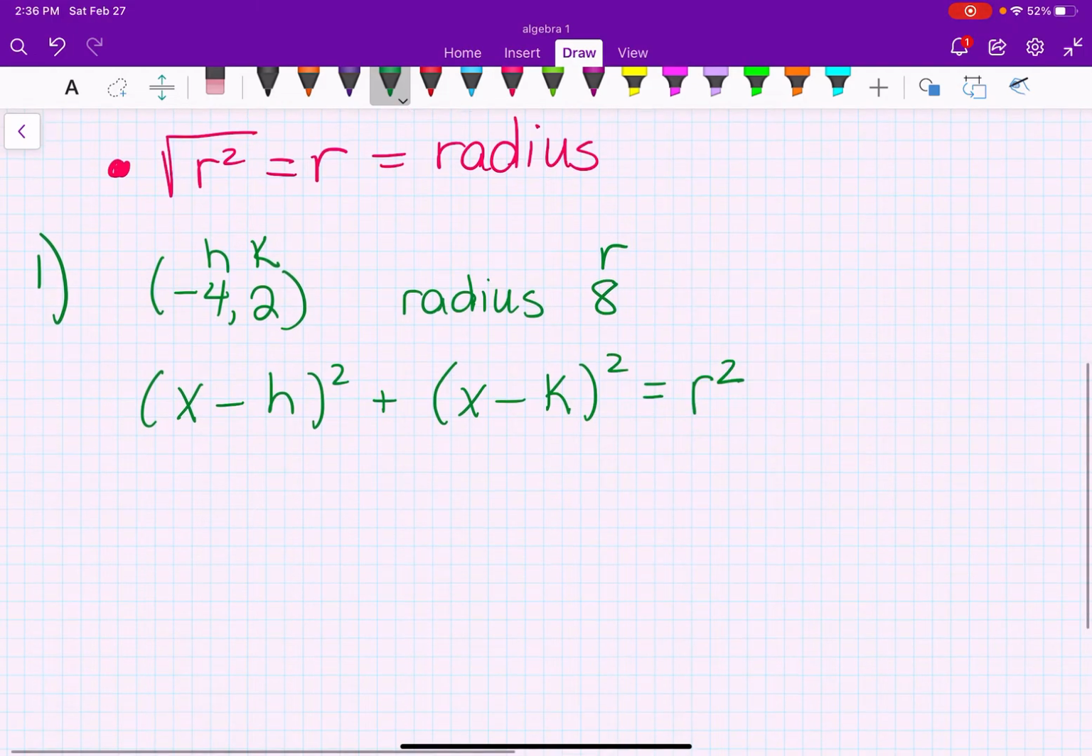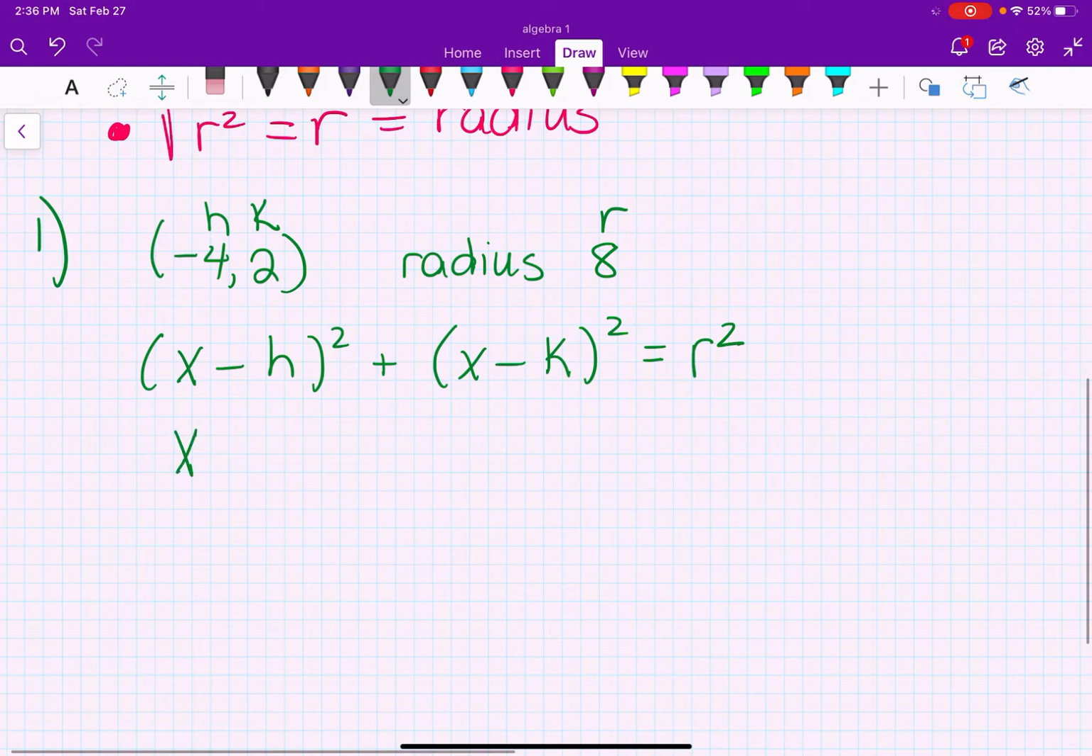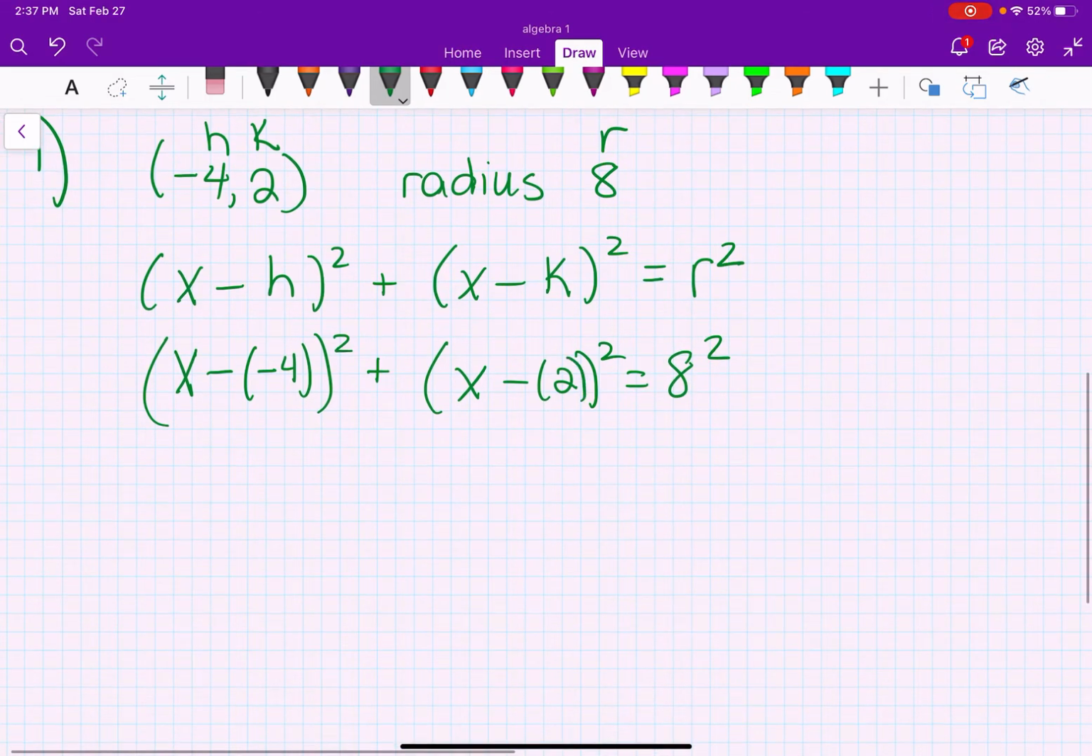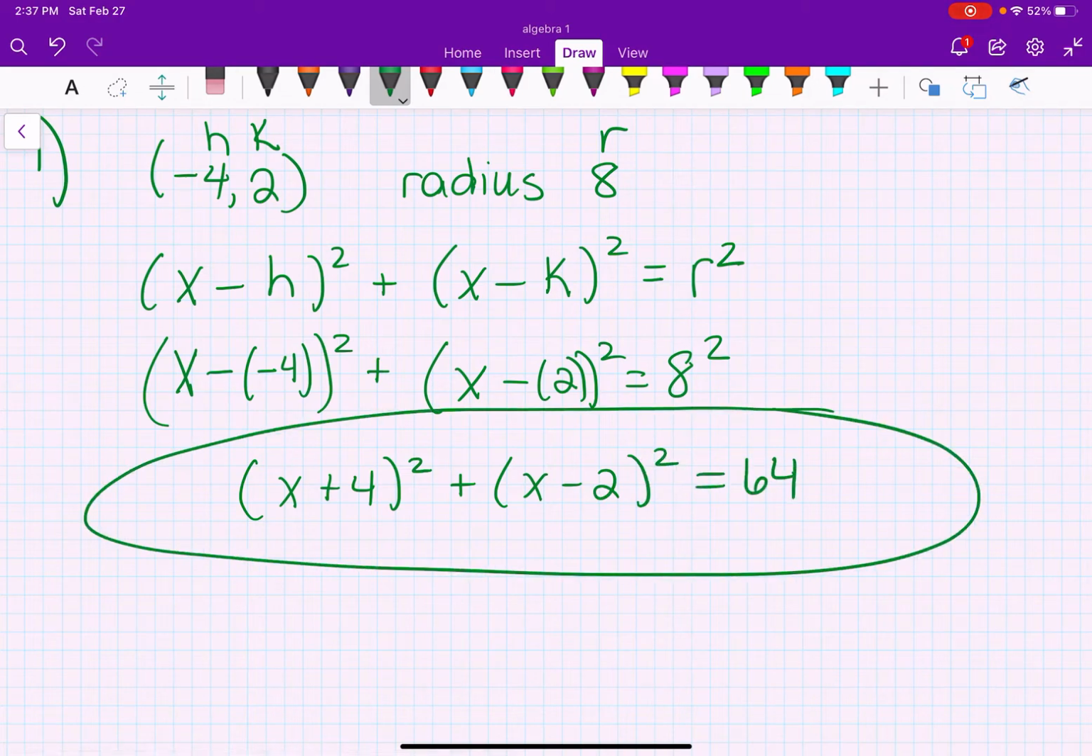okay? So I'm going to put my h in there. My h is negative 4, okay? Then I put my k in there, which is 2. And then I put my r in there. And now I'm going to simplify everything. Okay, so this is really (x plus 4) squared. And this is (y minus 2) squared. And this is 64. You don't have to memorize the standard form. You just have to know how to use it, because you can use your notes on your test.